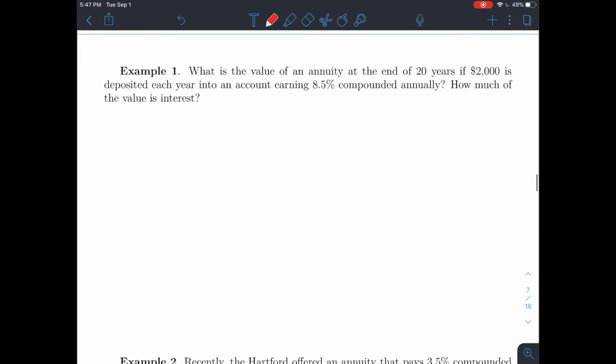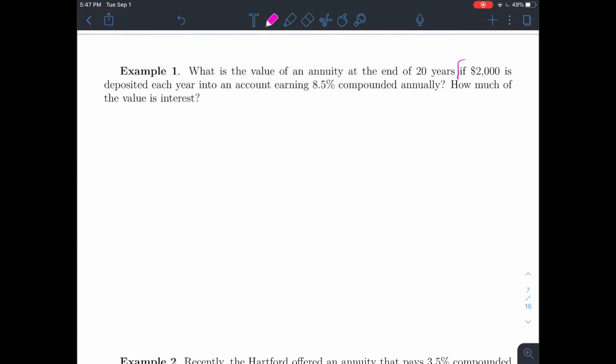Okay, let's look at our first example. It says, what is the value of an annuity at the end of 20 years if $2,000 is deposited each year into an account earning 8.5% compounded annually? How much of this value is interest? Well, we're making our $2,000 deposit each year into this account.